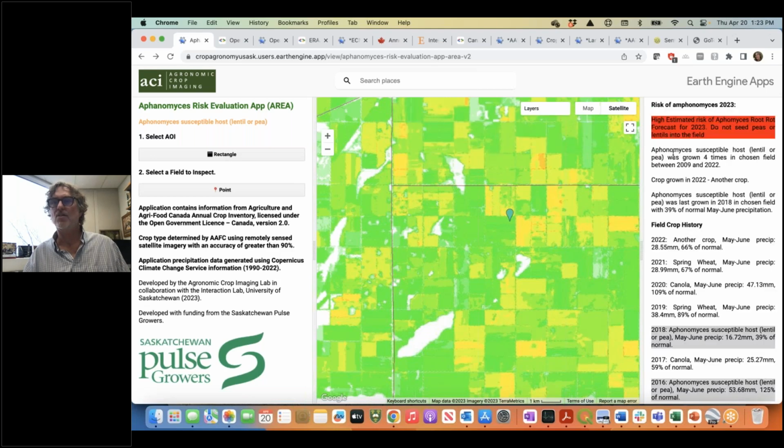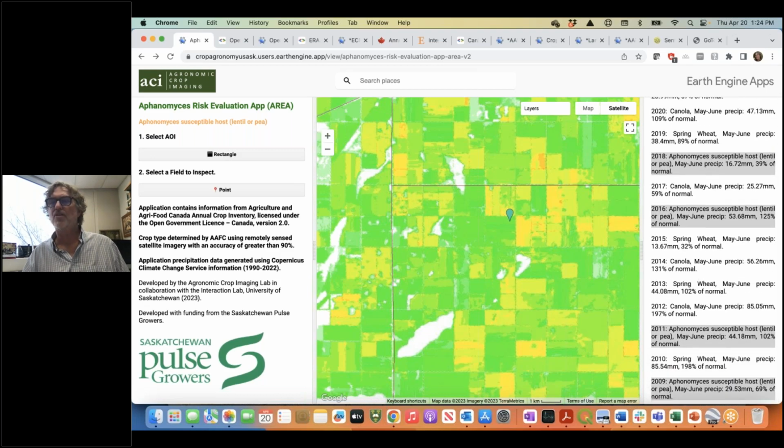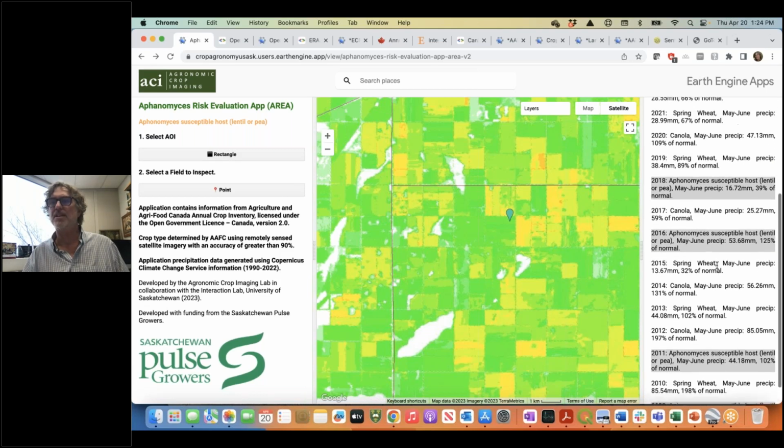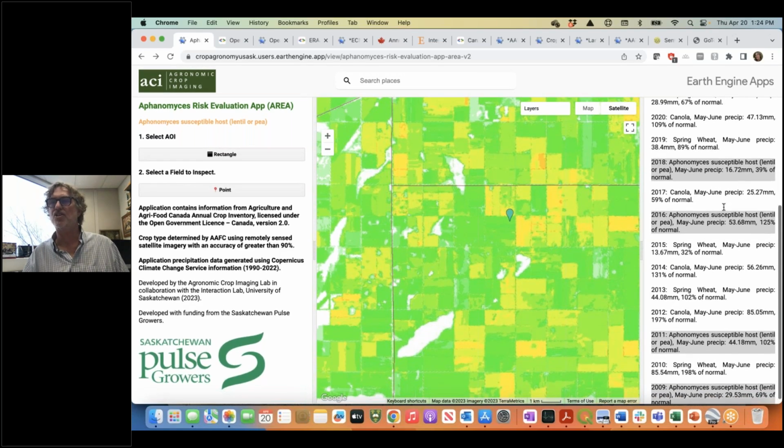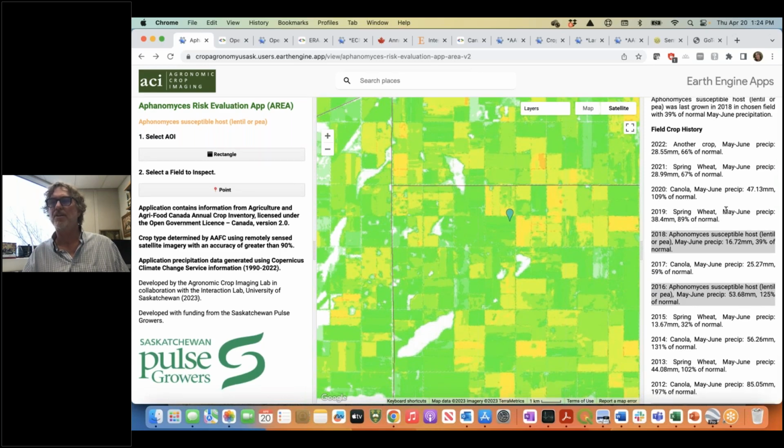And right away this pops up really quick. We get a high estimated risk of Aphanomyces root rot for 2023. Do not seed peas or lentils into this field. The reason for that is that we had lentil or pea grown in 2018. If we look back in our rotation, we've had a fair frequency, more than a 1 in 4 year frequency of lentils or peas grown in rotation in this area. So that's what probably triggered it.